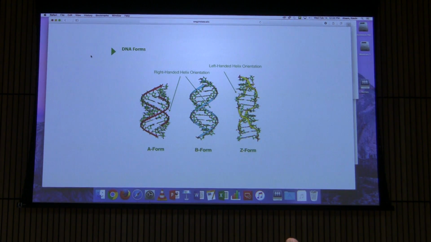But the most important thing between these is that the A form and the B form coil the strands in the same direction. They're what we call right-handed helices.